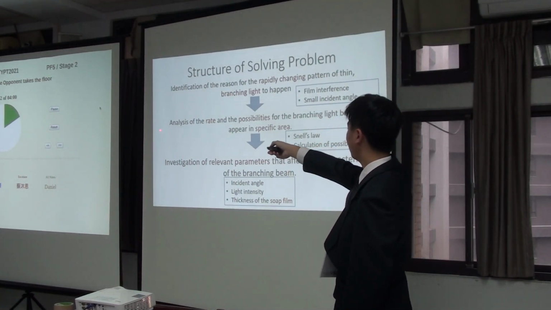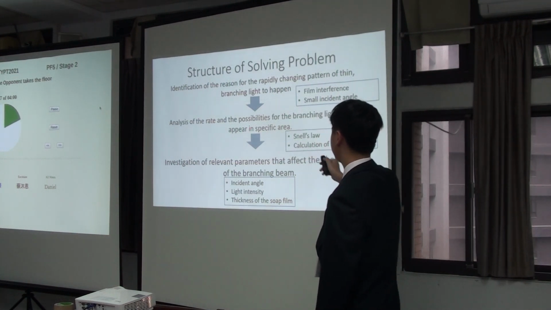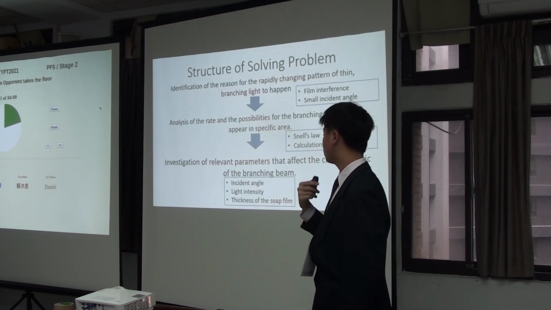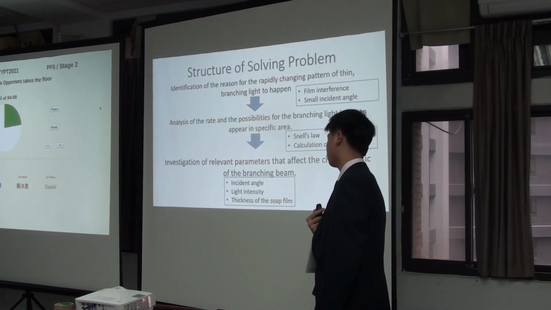Next, we have to analyze the rate and the possibilities of the branching light beam appearing in a specific area, according to Snell's law and the calculation of probability at the branching light tracks, which the opponent thinks is very important and should be considered in the reporter's report.